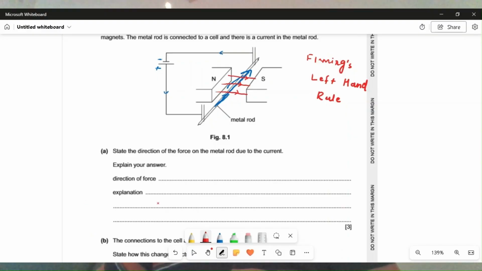So I would like to mention here the downward direction for the force. Let's say this is the direction of the force from Fleming's left hand rule. So the first part asks what is the direction of the force? The direction of the force is downwards, toward the bottom of the page.